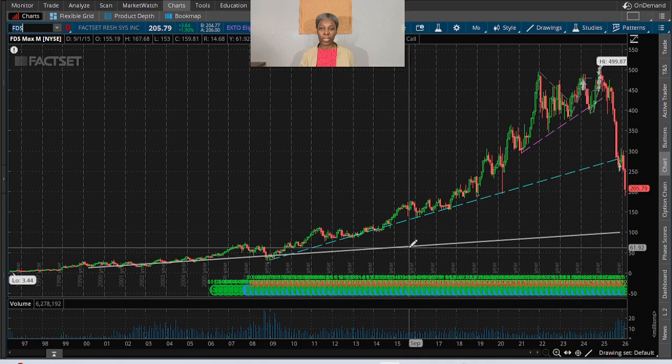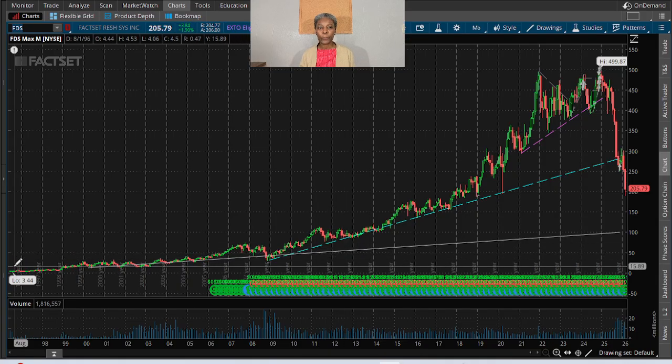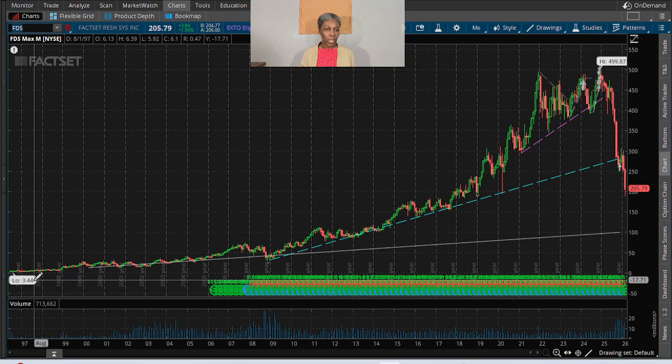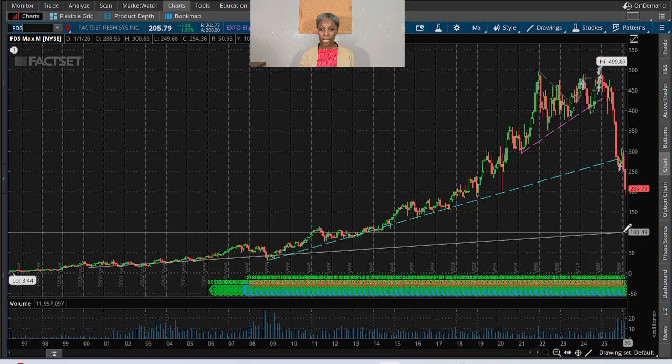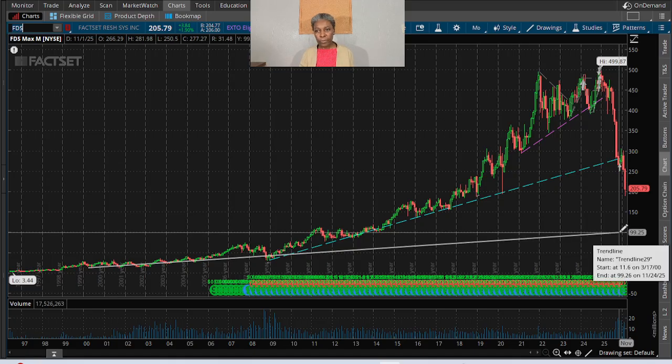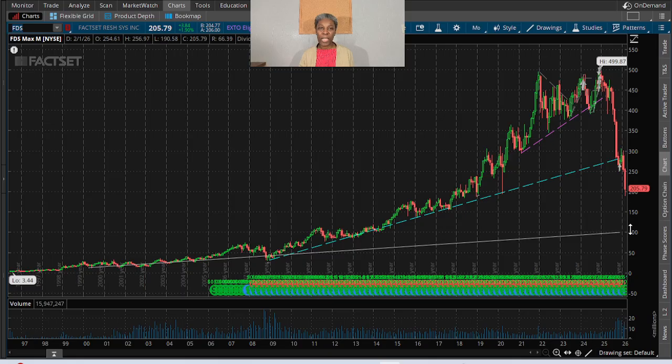This line, when you are looking at it, might seem to be horizontal, but when you are comparing the price corresponding to that beginning, which is around $8 or something like that, and that same line in the present time is around $100. So even if it comes back down to this line, it's still going to be higher than the beginning of it. So the line is a little bit tilted.